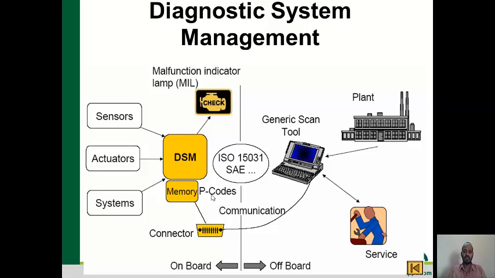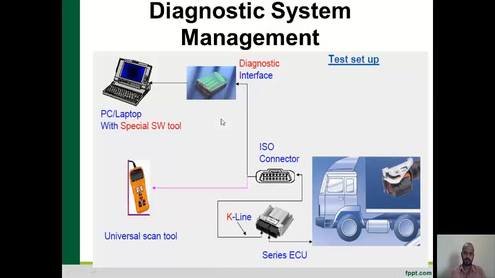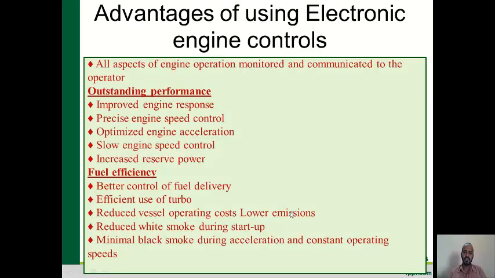Each and every error will be identified, and that fault will be displayed in the cluster with the help of a malfunction indicator lamp, the MIL. In the cluster in front of the dashboard you will be able to see it. With the help of a PC or a universal scan tool, you can easily identify the problem in any ECU, especially the engine ECU.